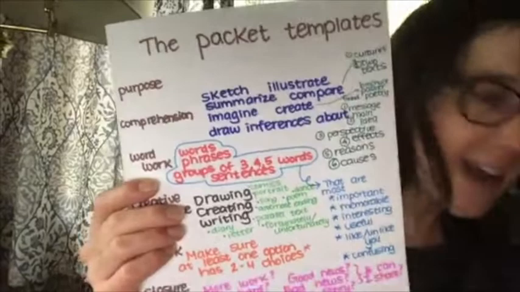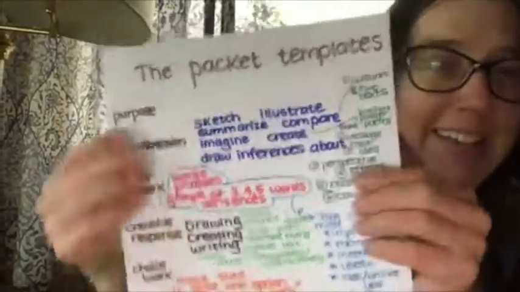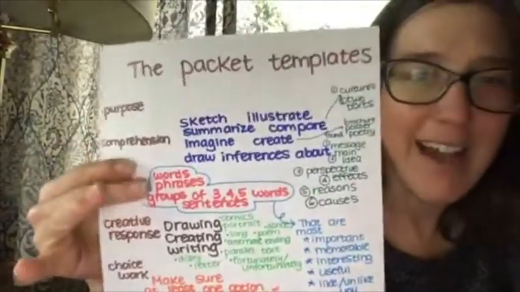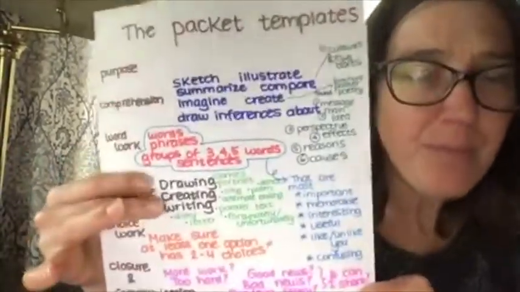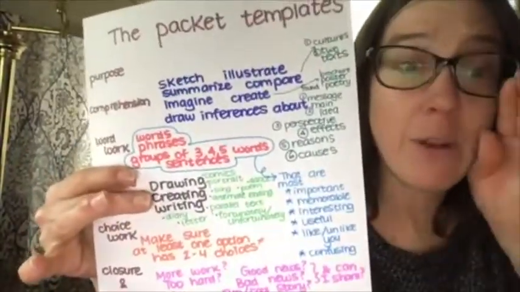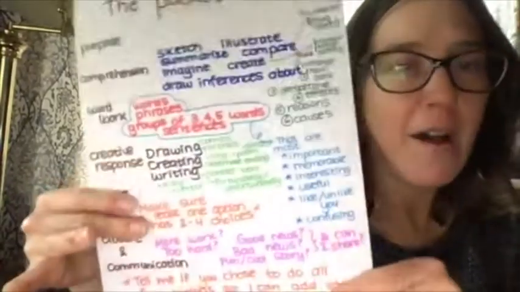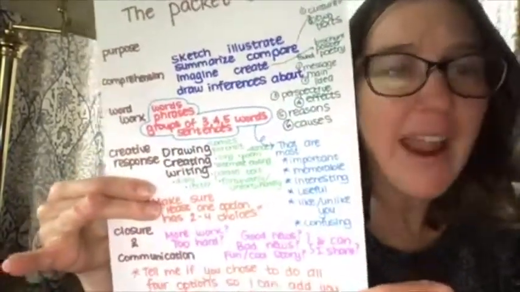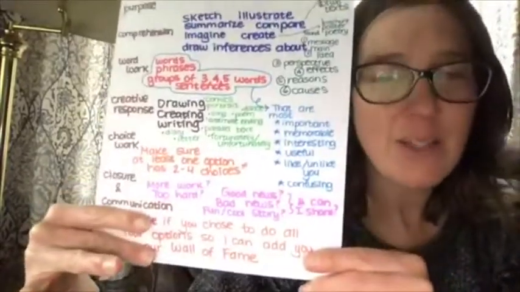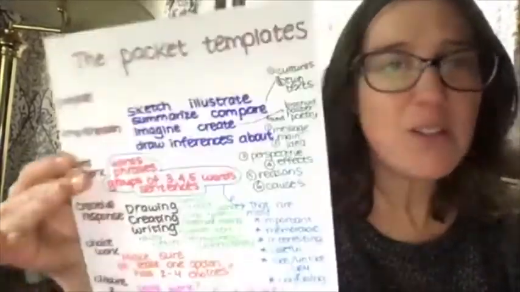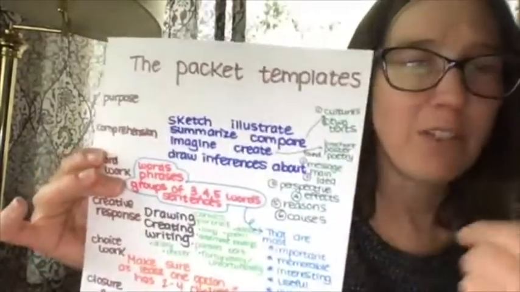All right, so it needs to have all those things, right? It needs to have purpose. And I also think it needs to have a place for them to show their comprehension. It needs to have a place for them to do word work. It needs to have a place where they're doing something creative. It needs to have some kind of choice. And then it also needs to have some kind of closure and communication. So I gave you some examples here and I'll post this in the Google Classroom.